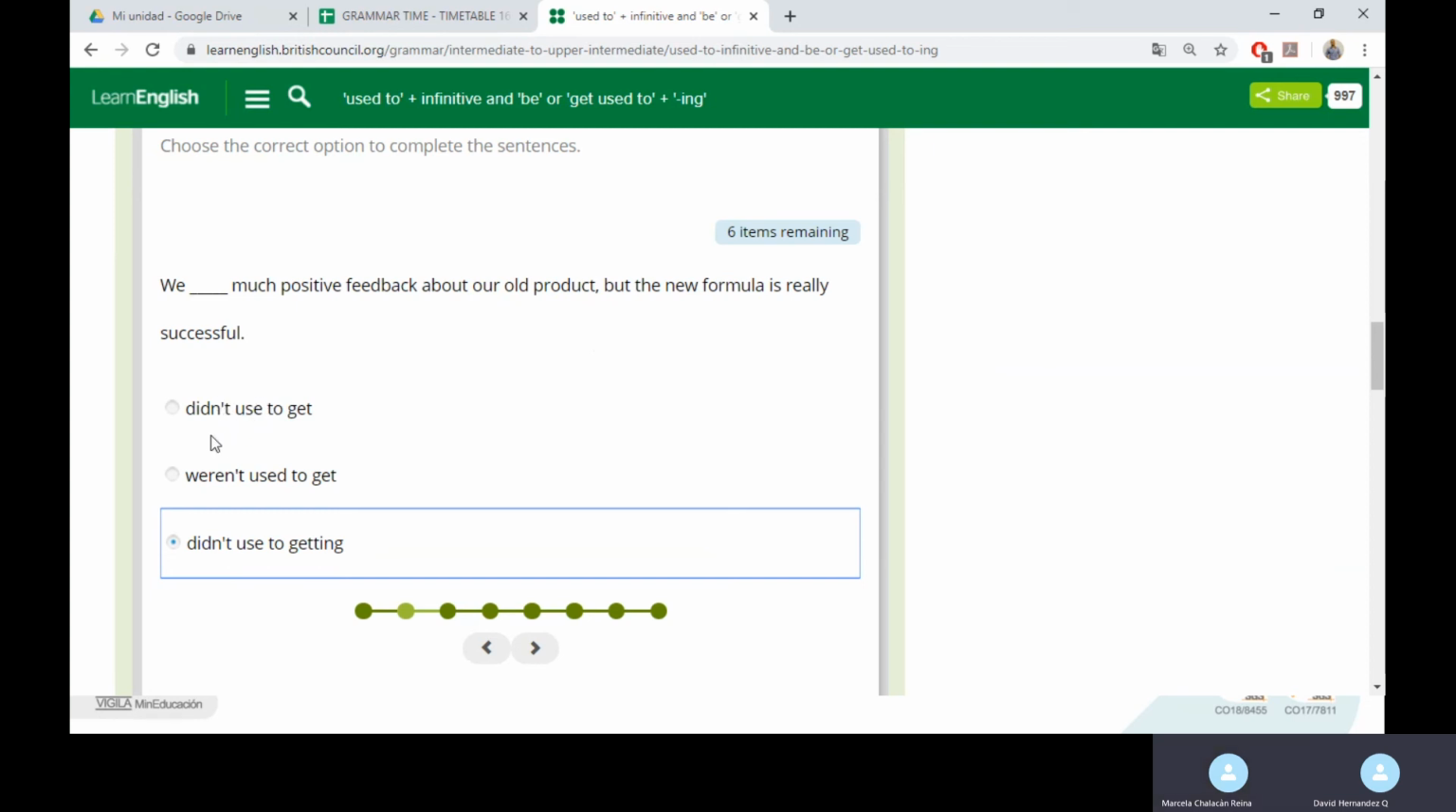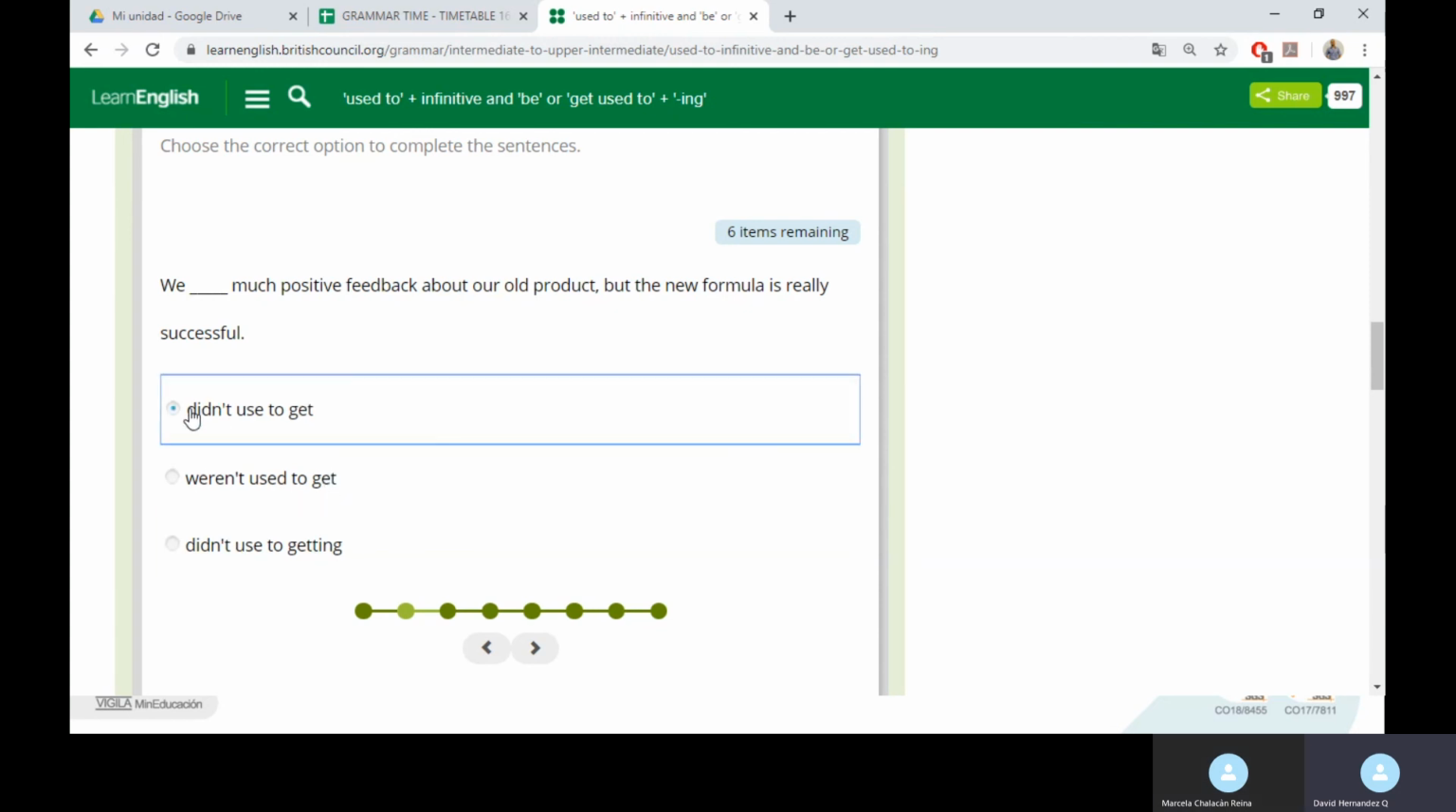El used to, así es en negativo, pero con el infinitivo. En este está el verbo to be, que sería be used to, solo que está en pasado, were used to, y el verbo no está con ing y tampoco es un noun. Pues si de pronto ese to get no estuviera aquí, sino que fuera como el match positive feedback, ahí podríamos tomar esto como el noun y nos dejaría utilizar eso, pero por ahora no está cumpliendo con todas las reglas. Entonces el weren't used to get is discarded because it's not with the ing form.